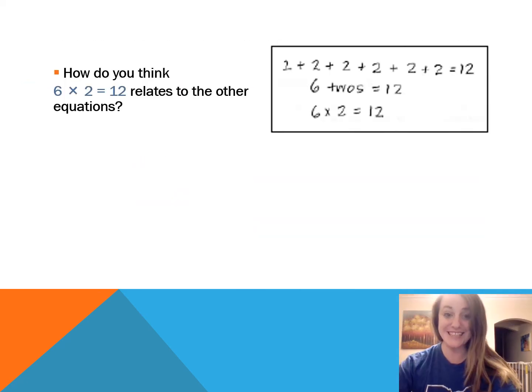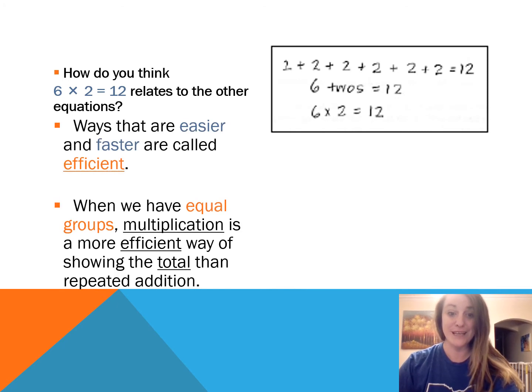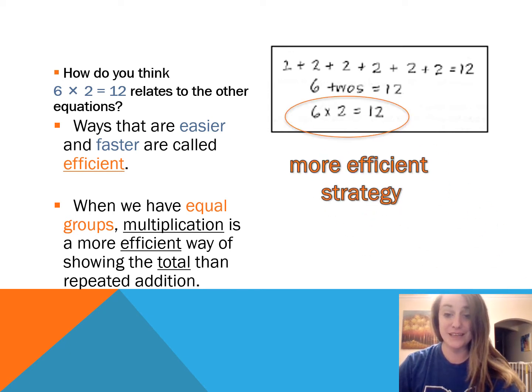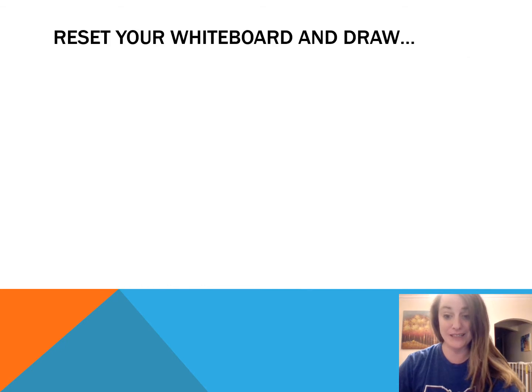How do you think 6 times 2 equals 12 relates to other equations? Well, the multiplication way is faster and more efficient. Ways that are easier and faster are called efficient strategies. When we have equal groups, multiplication is a more efficient way of showing the total rather than repeated addition. 6 times 2 is a more efficient strategy than repeated addition.